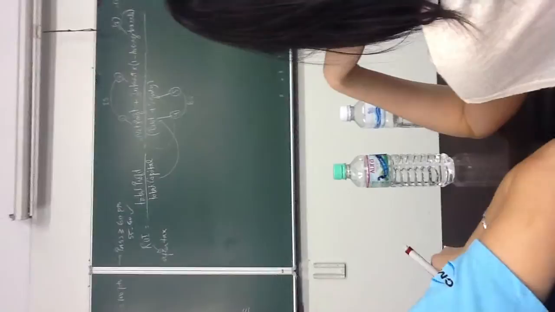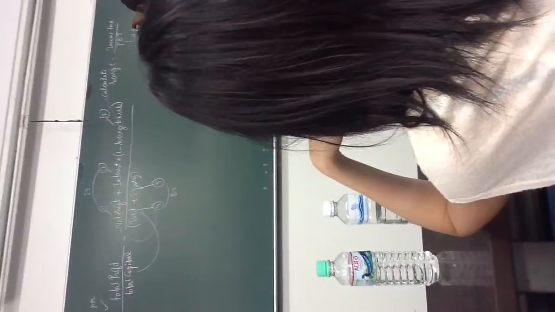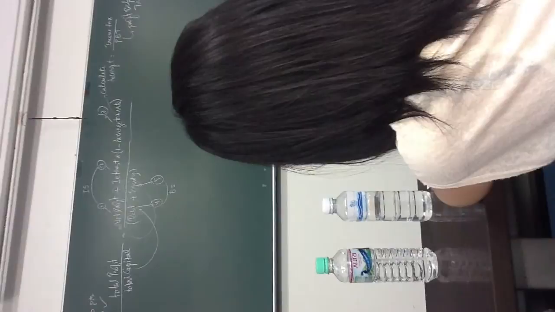So the average tax rate T equals income tax, the corporate income tax, divided by profit before tax. You get something like 0.2523, something like that.